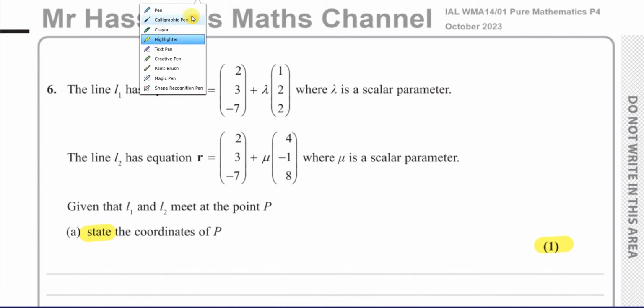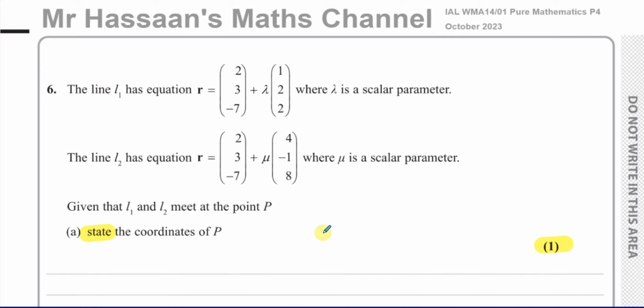Now, many students will go about this question doing something completely unnecessary. They've wasted quite a few minutes, and they'll realize, oh, I could have just written the answer down. Because we should understand what the equation of a straight line in vectors is made up of.